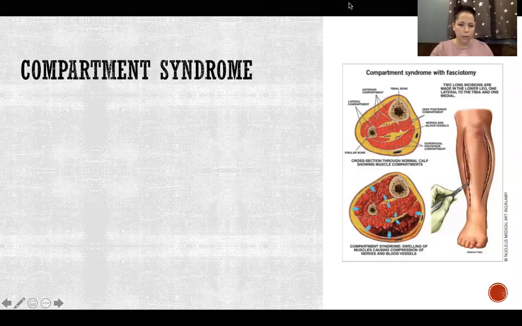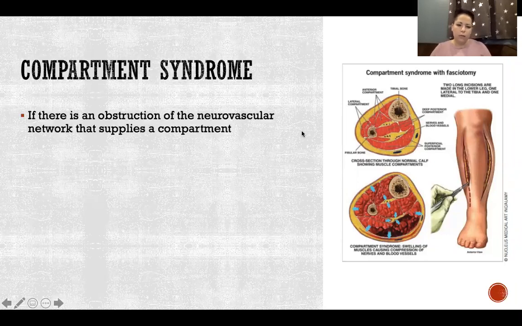All right, compartment syndrome. So that's when there is an obstruction of the neurovascular network that supplies a compartment. So when we have obstruction of the blood vessels and or nerves that supply one of the compartments in the leg.